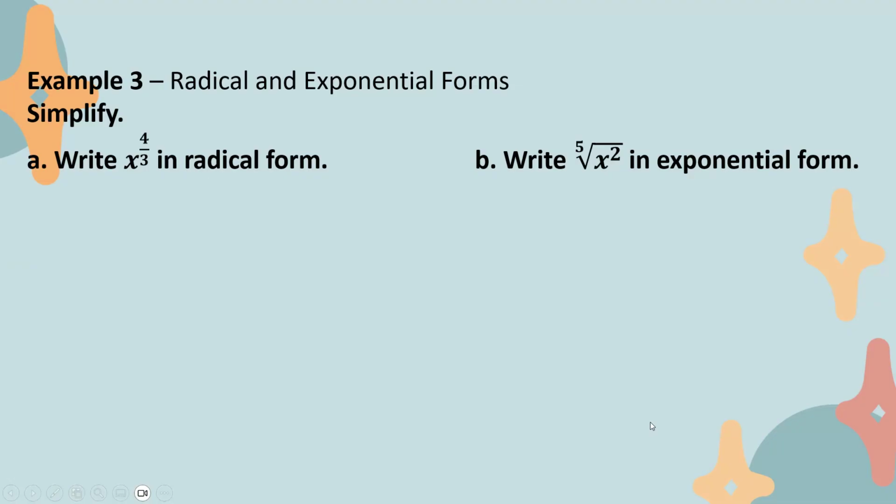Okay, so to write this expression, x to the 4/3, in radical form, the bottom number will be the index of our radical, so this would be the 3rd root of x to the 4th power. And then to write from radical to exponential form, this becomes x to the 2/5. So the exponent is the top number in that fraction, the index will be the bottom number.